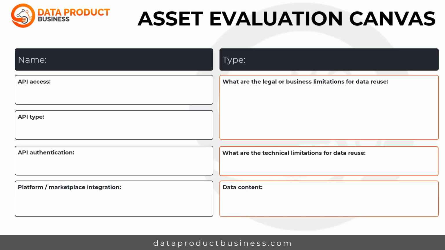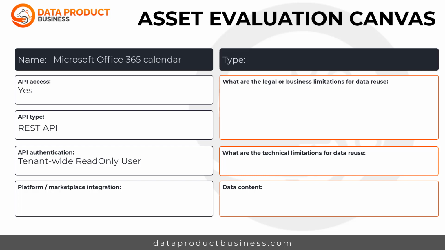Alright, now we know what Asset Evaluation Canvas looks like and what it is for. Let's now try to use it in our use case for a single data source evaluation. The first step is to determine the name of the system. For our customer it was Microsoft Office 365 and more specifically its calendar. The Office 365 environment has an API. It is the REST type and can be accessed with defined credentials.